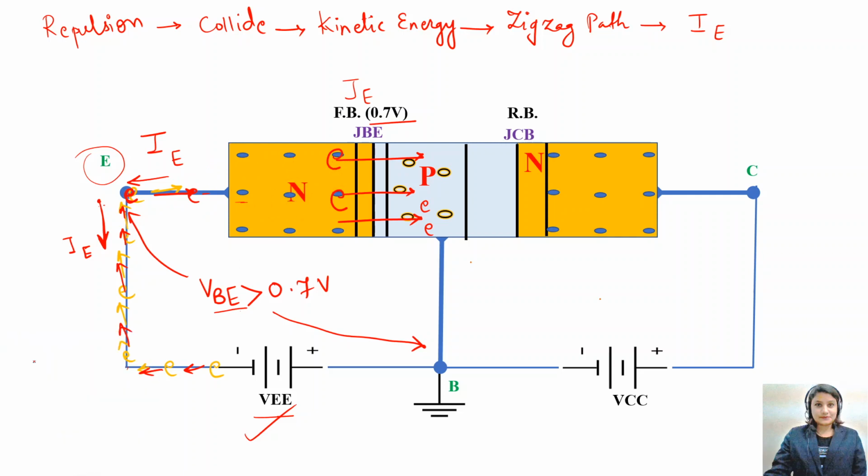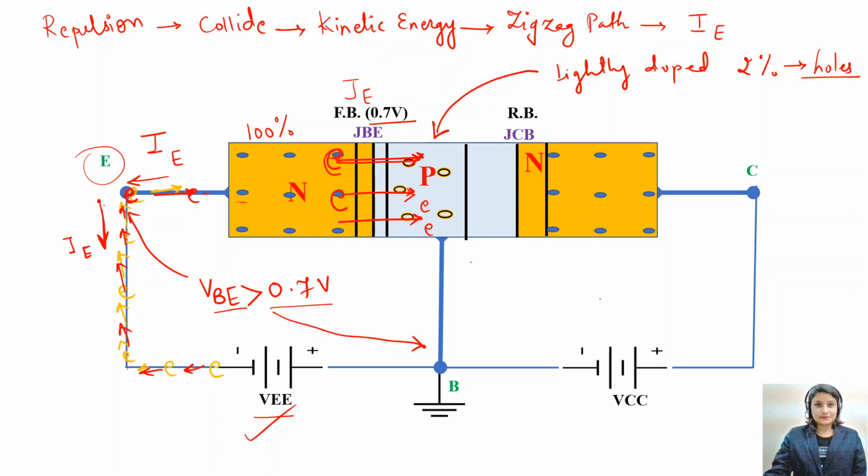Now what happens when these electrons reach into the base? We know the base is a region which is lightly doped. Let us consider it is 2% doping. Lightly means 2% doping, so the number of holes will also be, let us consider, 2% only. And let us consider the emitter is 100% doped. That means 100% of electrons are there in the emitter. So when the VBE is 0.7 volts, these electrons from the N-type emitter cross the first junction and reach into the P-type base.